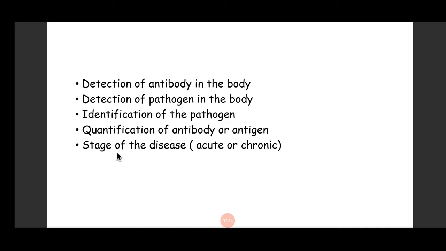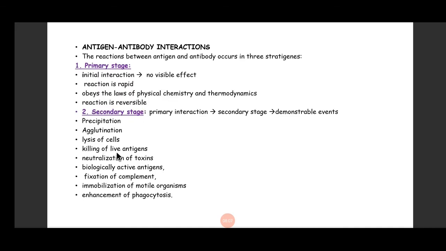Right, so which type of antibody is present in the body can tell you whether it is a recent infection, current infection, or a past infection, or even whether it is a vaccination. Antibodies are produced in response to the vaccination. So what happens when antigen antibody interacts? The primary stage is just the interaction of the antigen antibody.